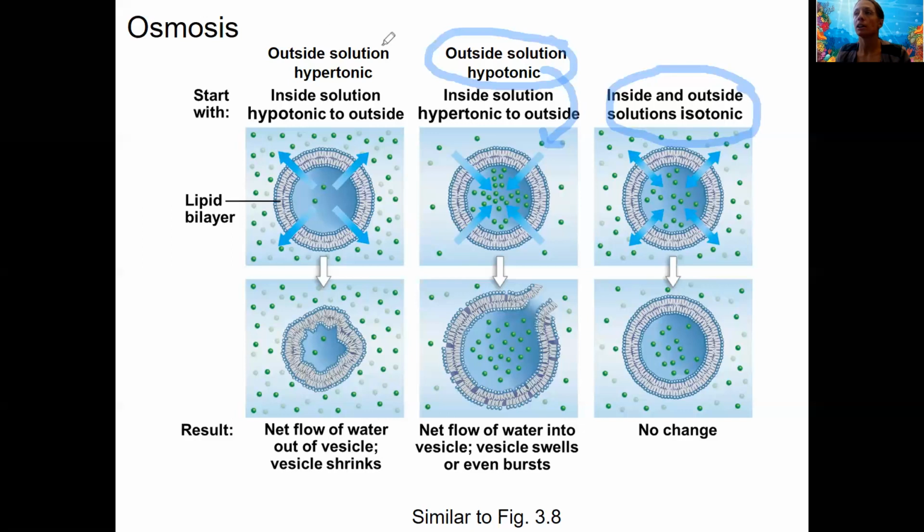Then lastly, we've got the outside hypertonic. So we throw the cell or vesicle into a high solute concentration solution, a hypertonic, hyper compared to the inside of the cell. What's going to happen? The water is going to flow out, and that cell is going to shrink.